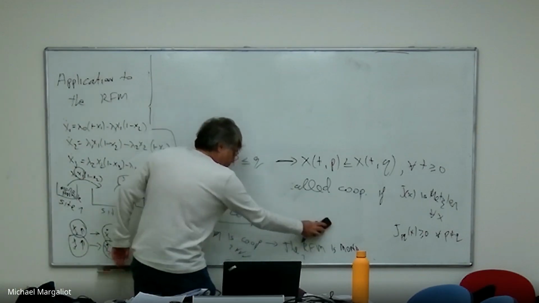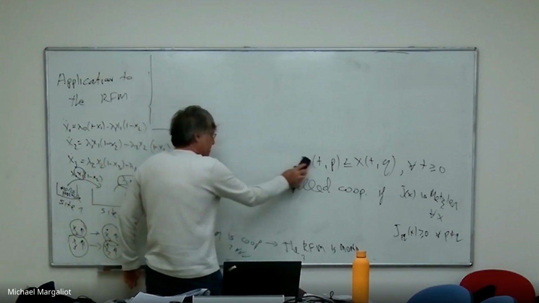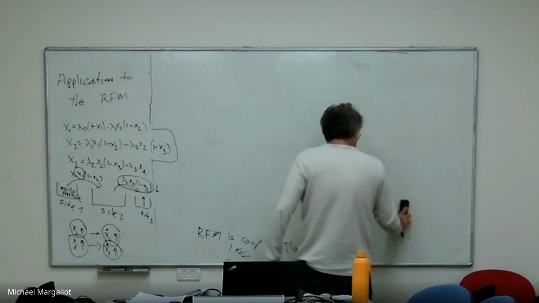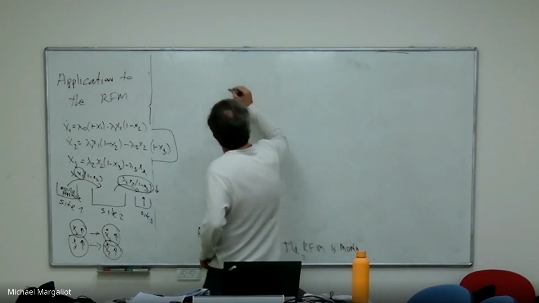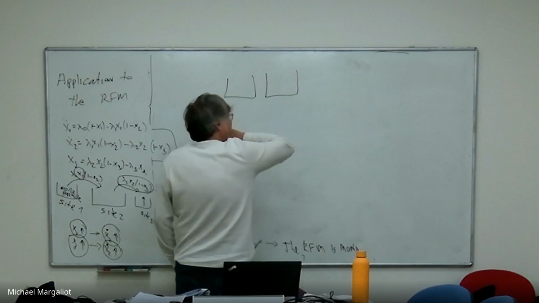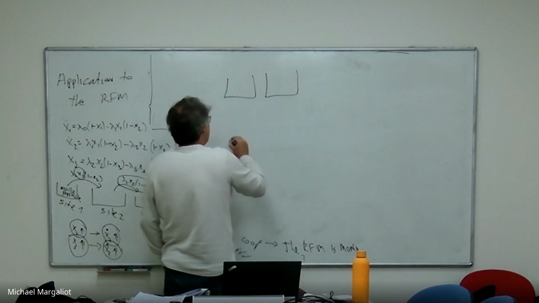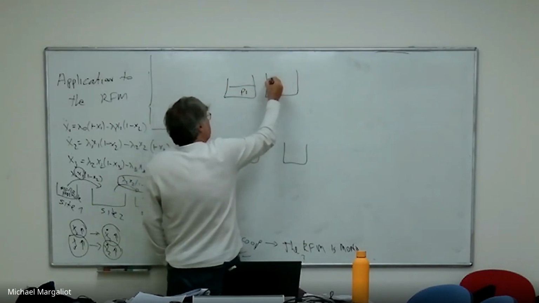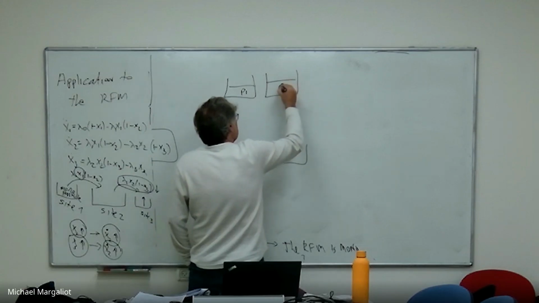Okay, so now I want to explain what monotonicity means. This is a little bit more tricky, but I'll try to explain. Let's take now again an RFM with 2 sites for the explanation. Let's assume that we start here with some initial condition.